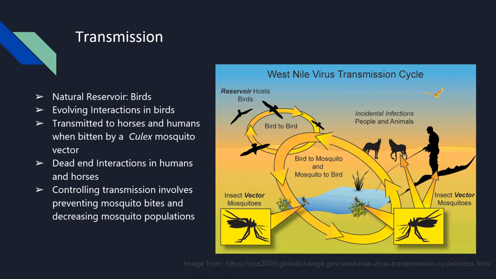Prevention includes preventing any mosquito bites by wearing long sleeves and spraying with insect repellent, and reducing their populations by cleaning up any stagnant water and setting mosquito traps.